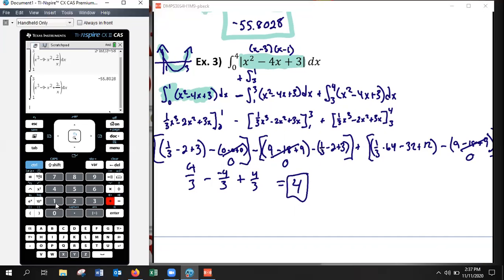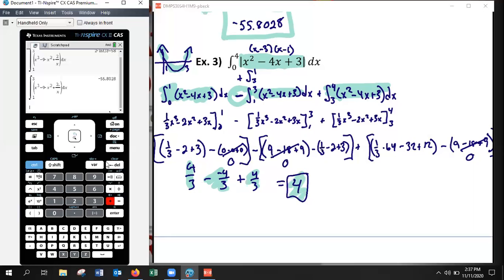to 1. The second region is this part below the x-axis, which is why I am subtracting this. I'm subtracting this because we are going below the x-axis. Then adding the third part. And then you can see that I've gone through the work, and each region ends up being 4/3. So we have 4/3 plus 4/3 plus 4/3 for a grand total of 4.